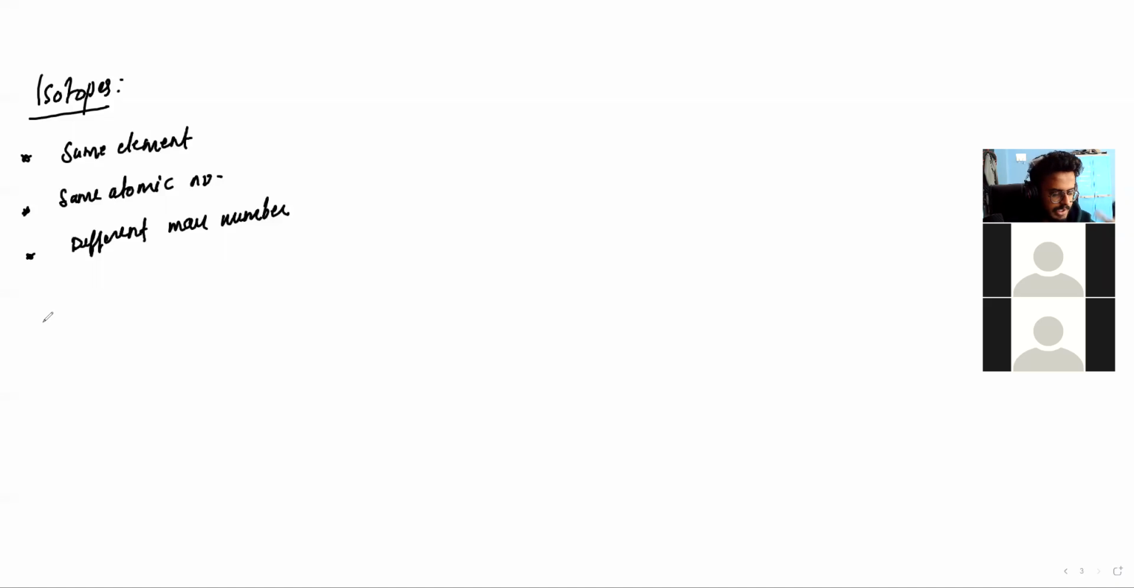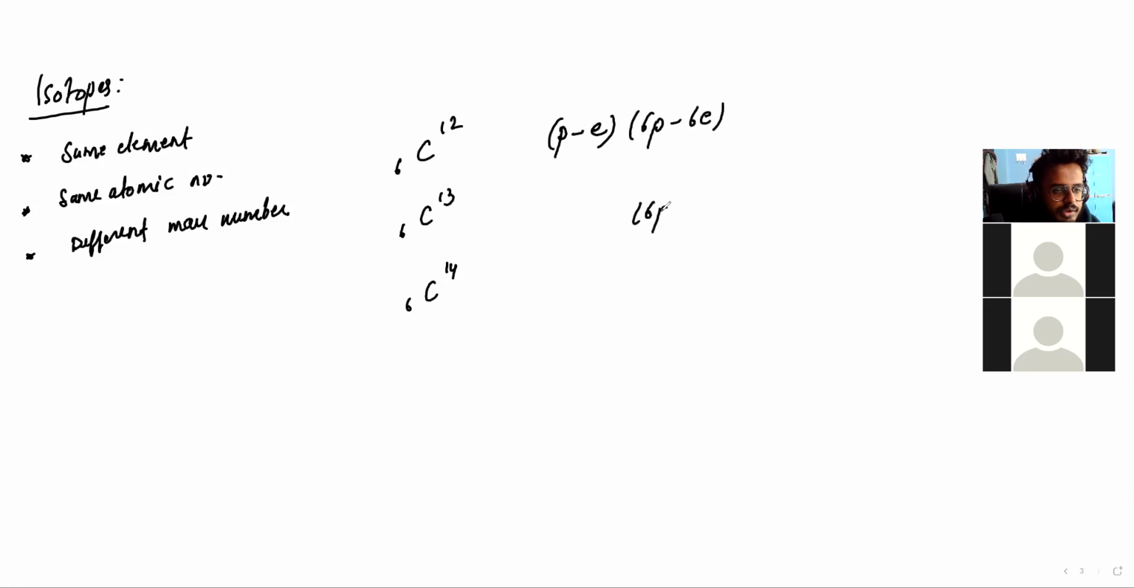So they are of the same atoms. For example, carbon ko isotope, carbon has 3 isotopes, okay? They are called C12, C13, C14. All of these have the same atomic number, which means they have the same number of protons and electrons. They have 6 protons, 6 electrons. So the only thing that is changing here is the neutron. This has 6 neutrons, this has 7 neutrons, this has 8 neutrons, right? So these are the isotopes of carbon.